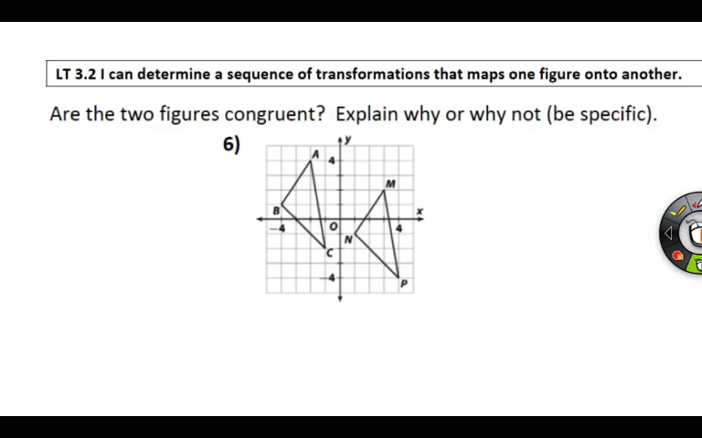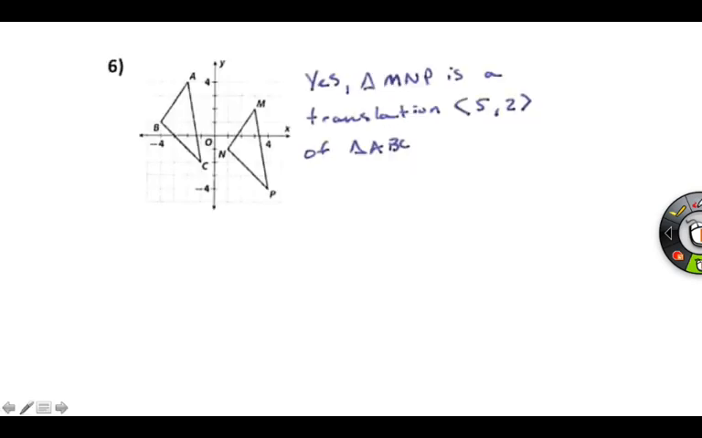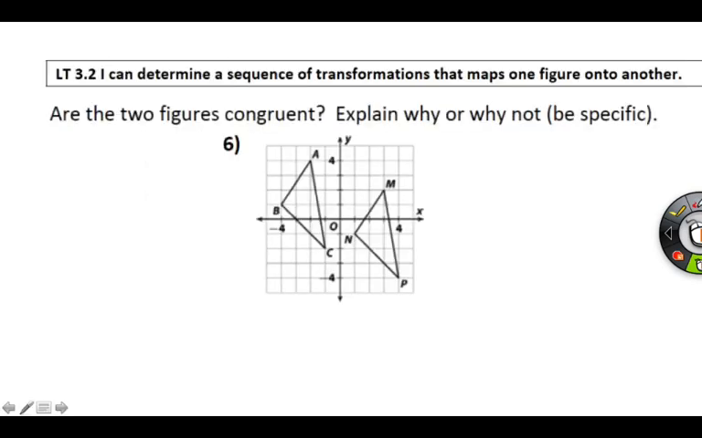Okay. How about this one? Can we come up with a way to map these on top of each other? Well, possibly. If they are congruent, we should be able to do that. So let's say yes for this one, and let's say it's just a translation. So if you look at the B and figure out how to get the B on top of the N, it would just have to slide over 1, 2, 3, 4, 5, and then down 2.